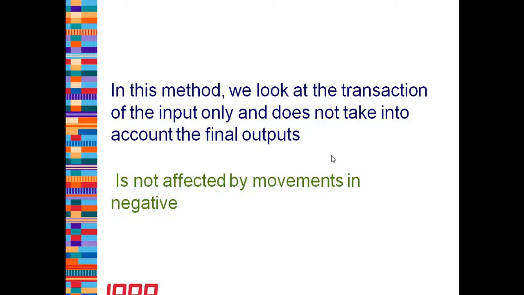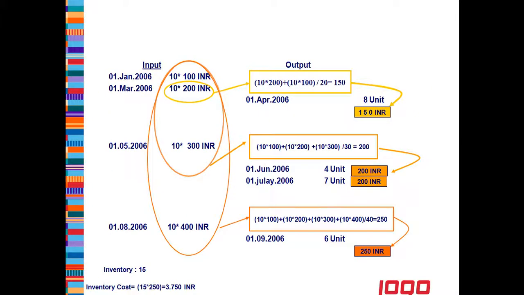Now the next method, that is the average on input method. In this method we look at the transactions of the input only and do not take into account the final output. So this is not affected by the movement of negative transactions. Let me consider one example. In inputs, we first consider all the items, then calculate the whole average, and then I finally calculate the inventory cost.